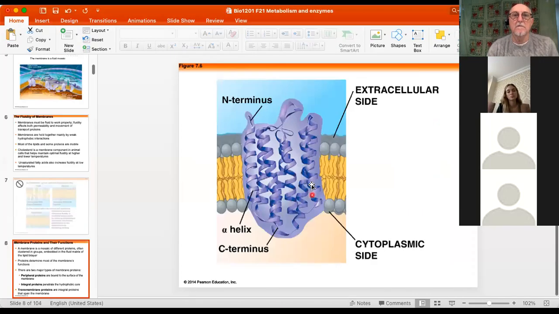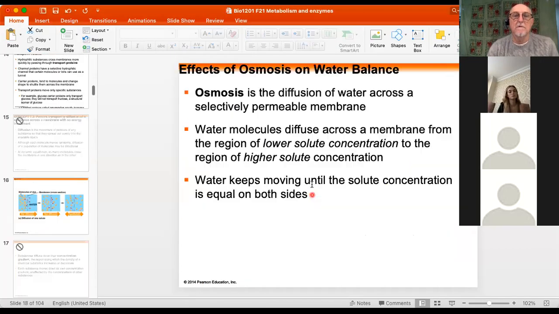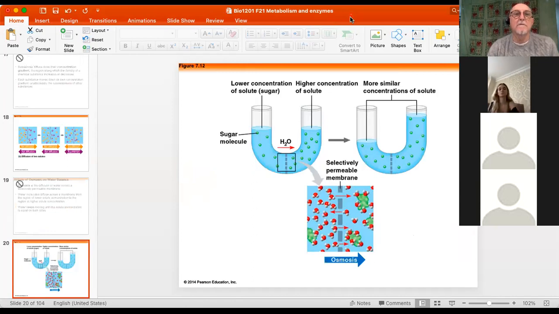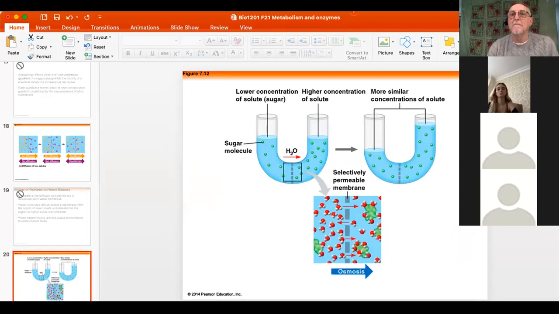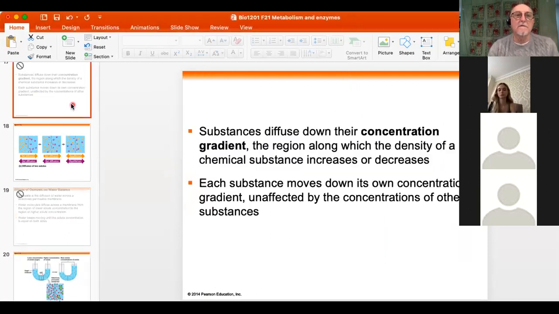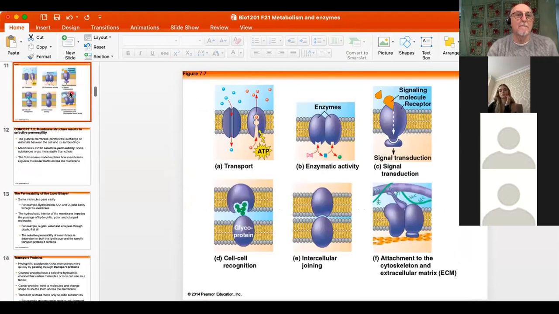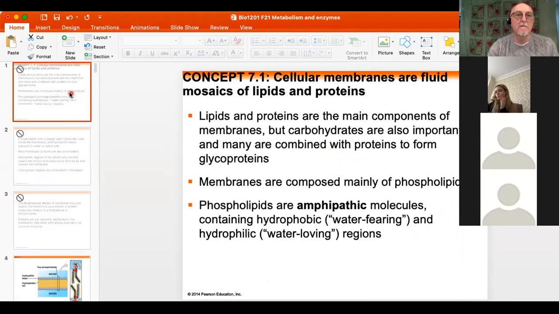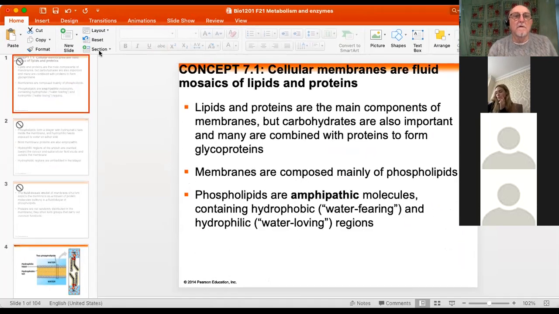Let me just see. Have I got the right one? Oh, sorry. Yes. So it was membranes, membrane function, and then this metabolism and enzymes. Okay, thank you. All right. I'm just flipping back to the beginning. So this here is the start of membranes. I just added it to this slide set.